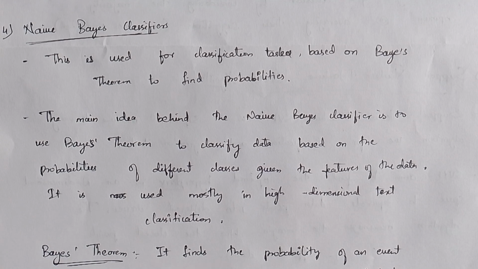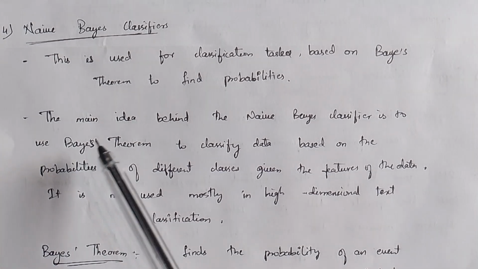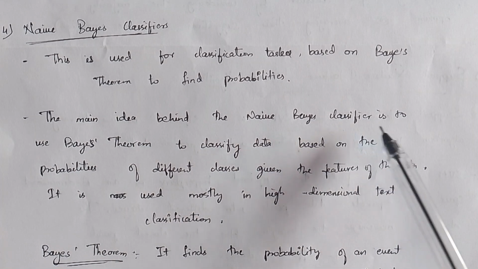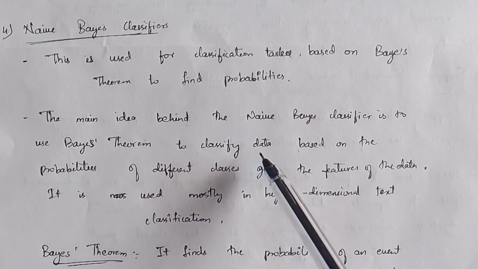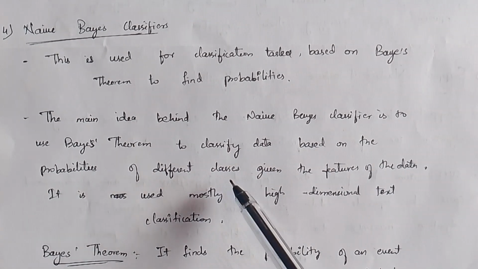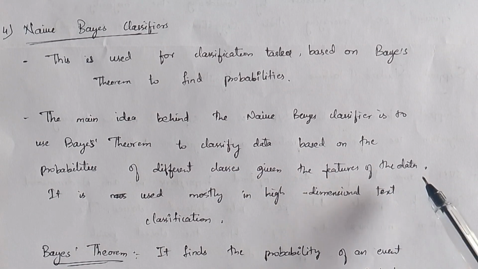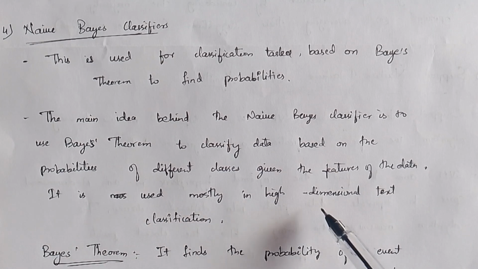As you know, what is meant by probabilities, right? The main idea behind the naive Bayes classifier is to use Bayes theorem to classify data based on the probabilities of different classes given the features of the data. It is used mostly in high dimensional text classification.